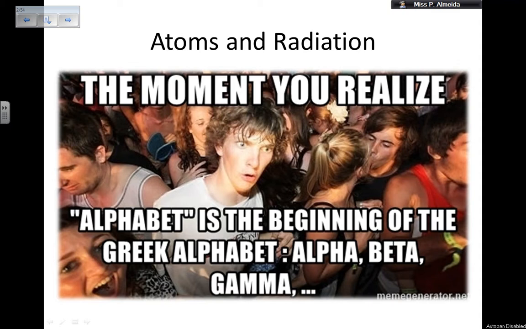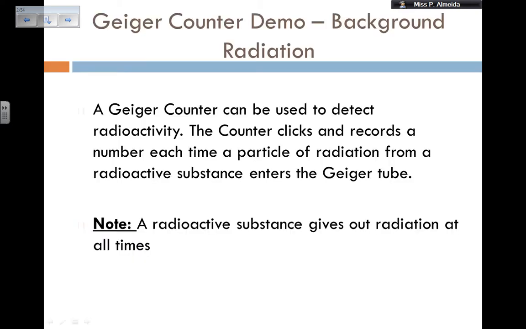Hey guys, so today I'm going to be starting a new topic on radioactivity, and first I'm going to be talking about atoms and radiation, okay? So, first of all, if you want to look at radiation, especially background radiation, but any type of radiation really, you can use a Geiger counter, okay?